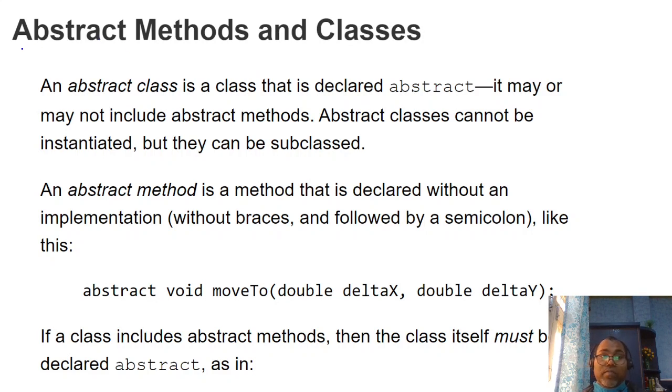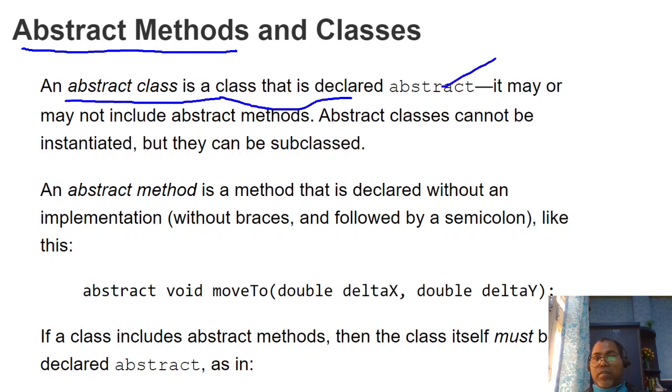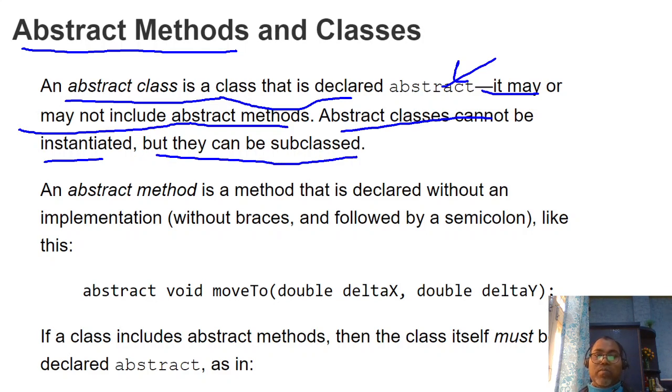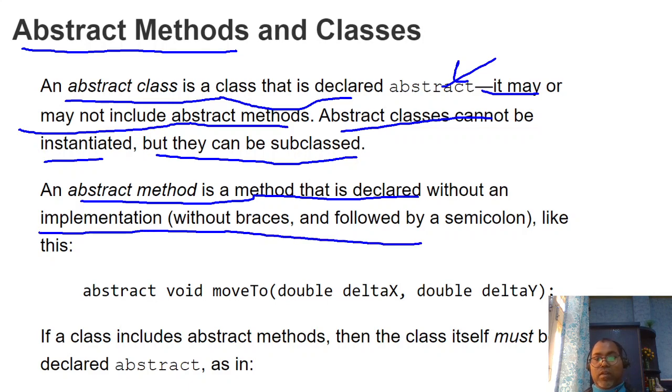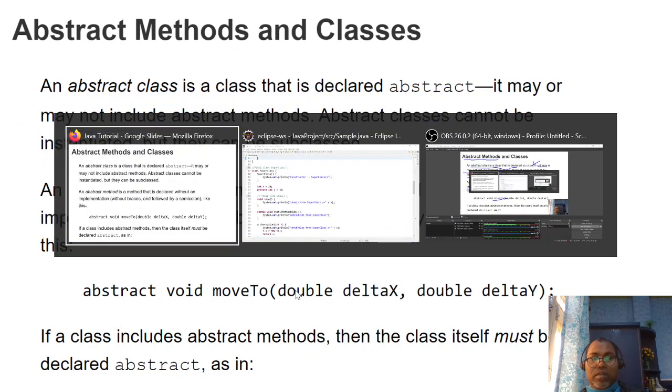Similarly, there is a concept of abstract classes and methods. An abstract class is a class that may declare abstract methods, though it may not include any. An abstract class cannot be instantiated, but it can be subclassed. An abstract method is a method declared without an implementation, without curly braces.